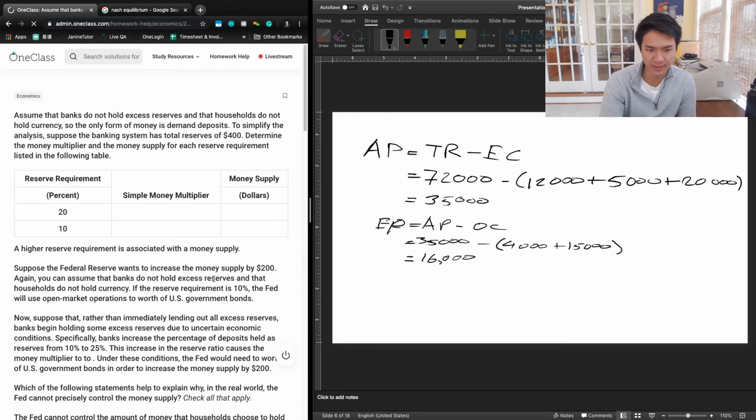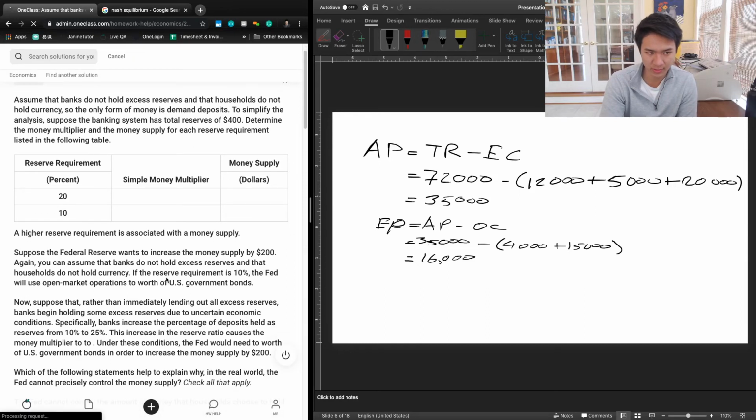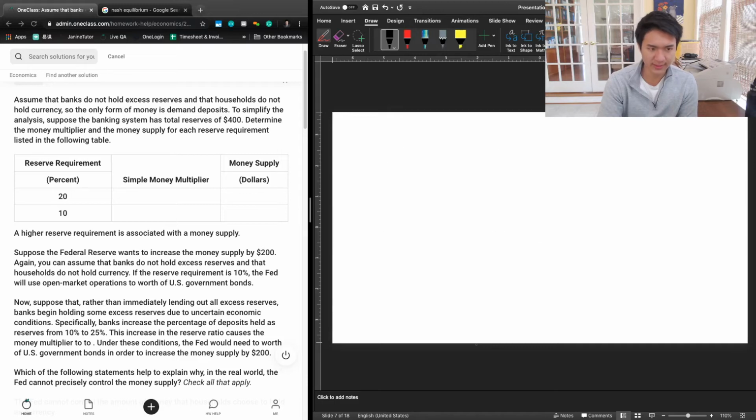Okay, so let's take a look at this next question. It says, assume the banks do not hold excess reserves and that households do not hold currency, so the only form of money is demand deposits. To simplify the analysis, suppose the banking system has total reserves of $400. Determine the money multiplier and the money supply for each.